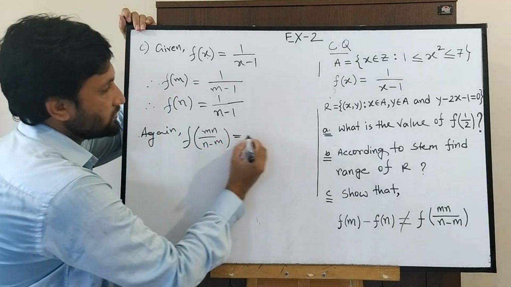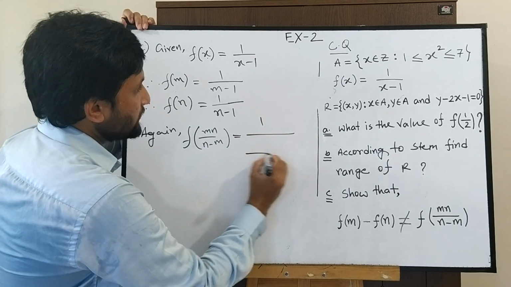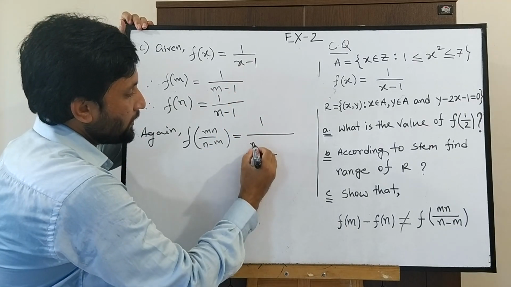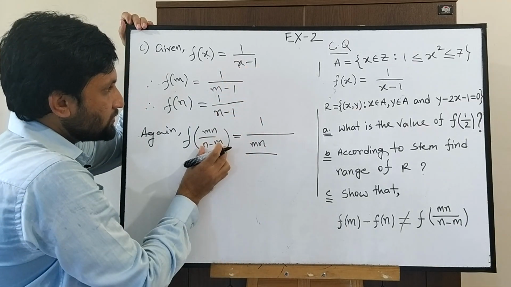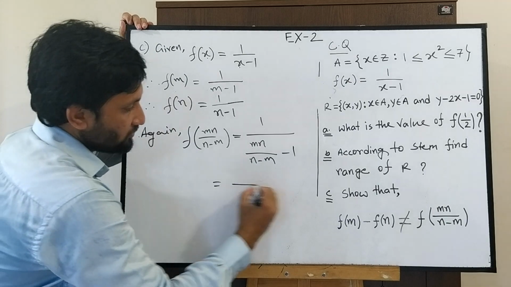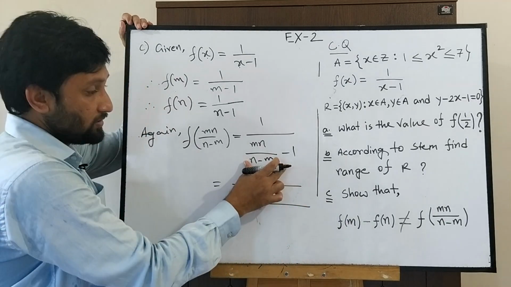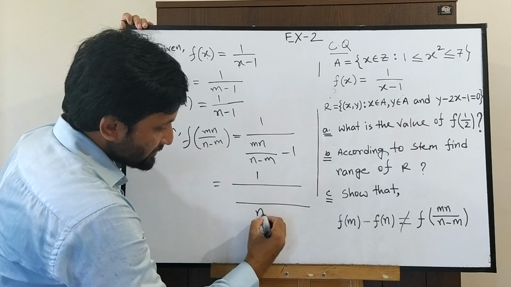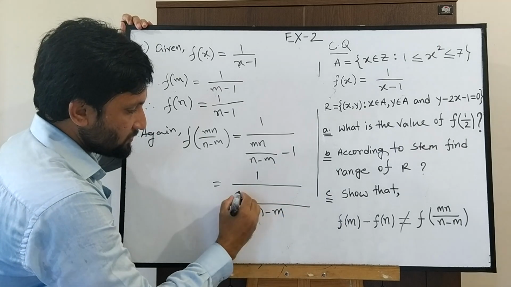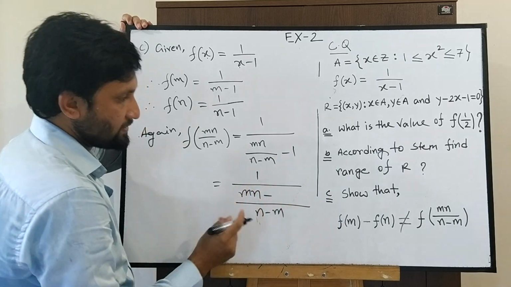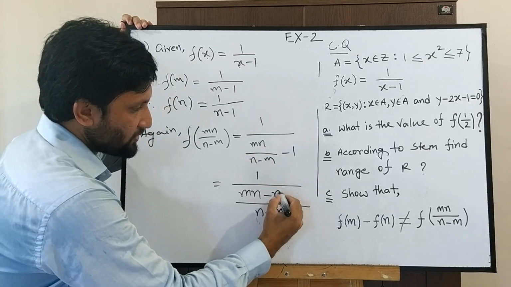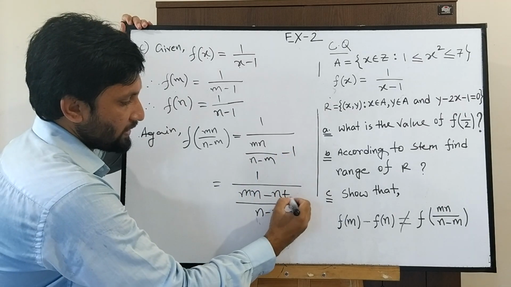By calculation, see what happened: 1 divided by, replacing x by mn divided by n minus m. So with x replaced by this value, n minus m, then minus 1. By calculating we get 1, then take the LCM in the denominator fraction. The LCM will be n minus m, then n minus m the same, that is mn minus 1 into the denominator, so n minus 1 into n, that means minus n, minus m into minus 1, that means plus m.